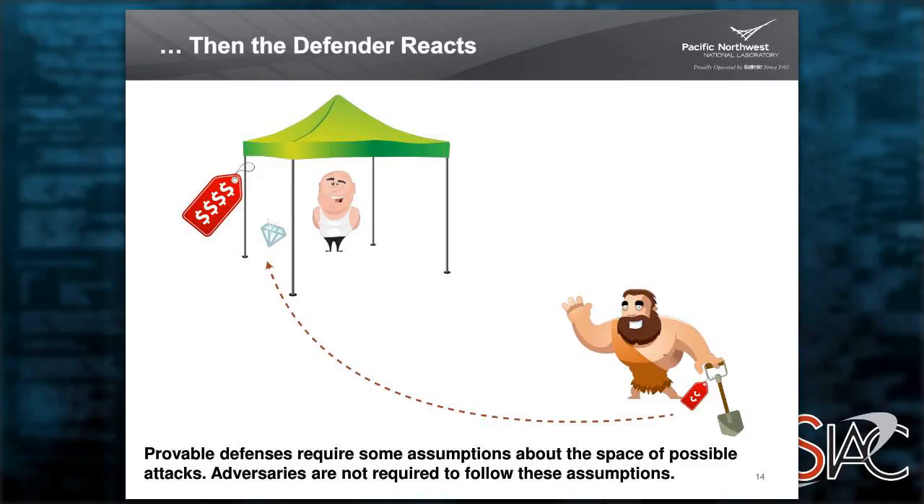And so this is a silly, trivial example, but the idea is that provable defense always requires some kind of assumptions about the space of moves that the adversary can make. But the adversary is not beholden to make those assumptions or to follow them. And it's even worse in cyber systems than in the physical world, because we don't even really have physical law on our side most of the time. There may be some canonical equations somewhere that tell us what the limits are, but that's still up in the air. So this is the situation that we find ourselves in.